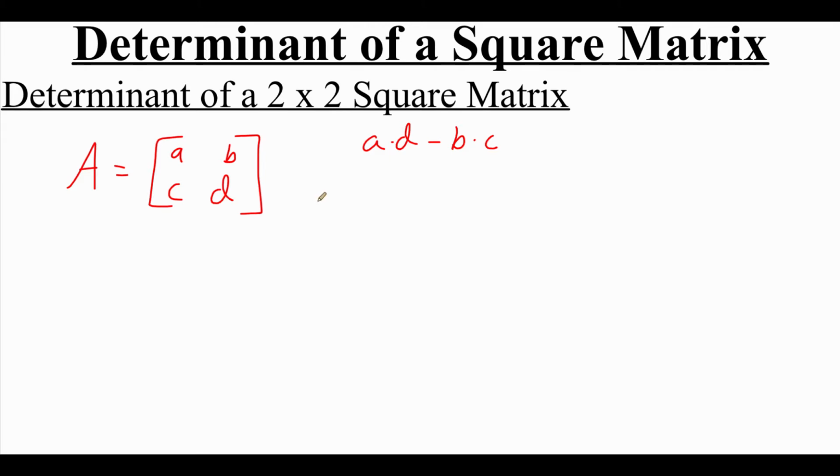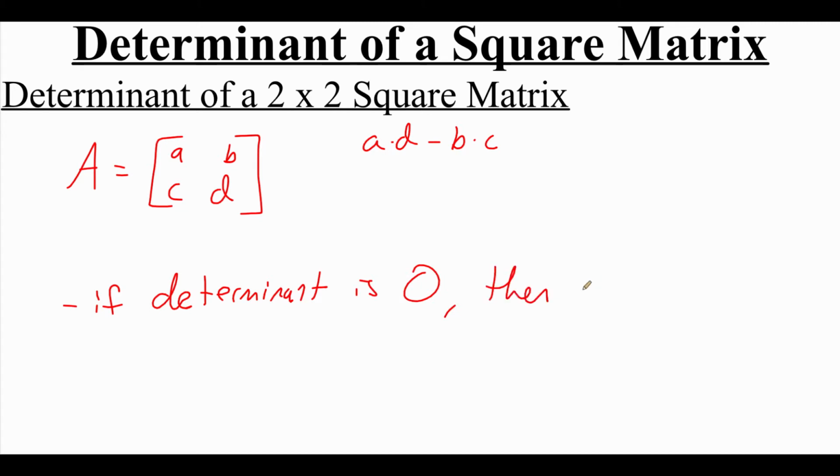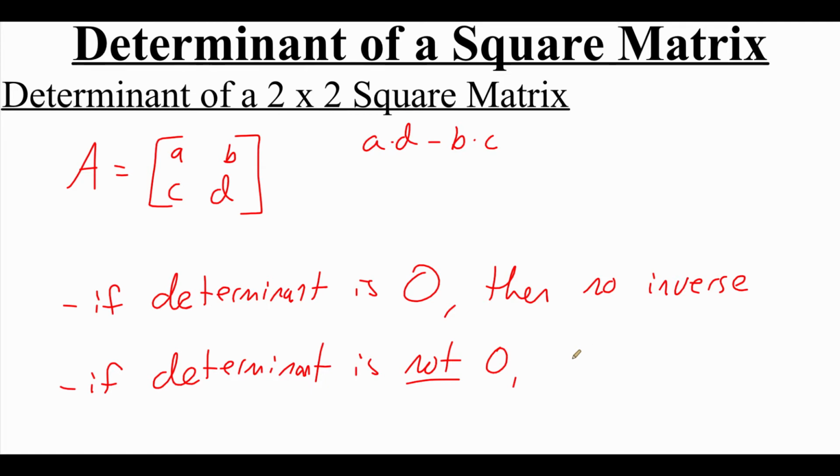Determinants are actually connected to the inverse of a square matrix. They're called the determinant because they determine if a square matrix has an inverse. So here's how that's going to work. If the determinant is 0, then the matrix will not have an inverse. But if the determinant is any other number, then the matrix will have an inverse.